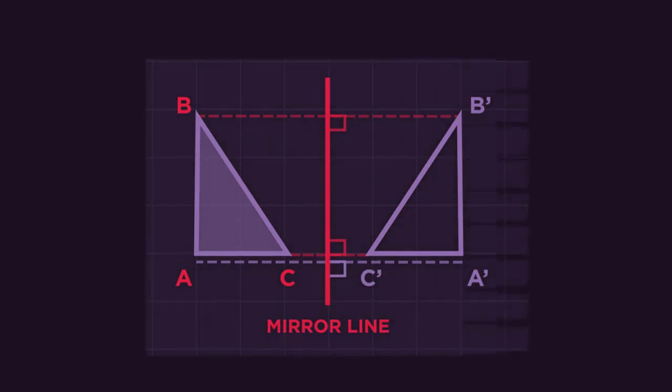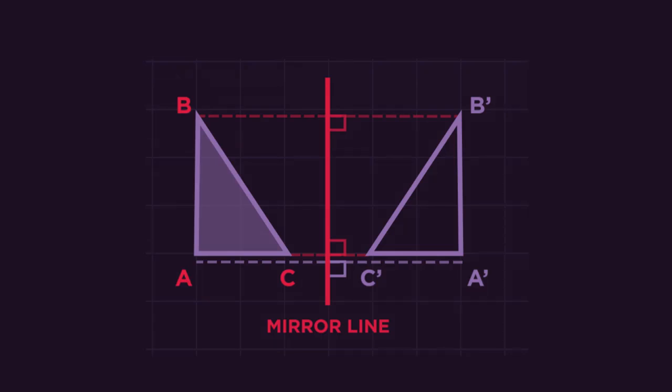Reflecting shapes is all about counting squares. Did you notice that the starting point is called A, and then the reflected point is called A apostrophe? Another key thing to notice about reflections is that they are always perpendicular to the mirror line, so we count squares at right angles to the mirror line. Which is easy here because the mirror line is vertical and we can count squares horizontally.